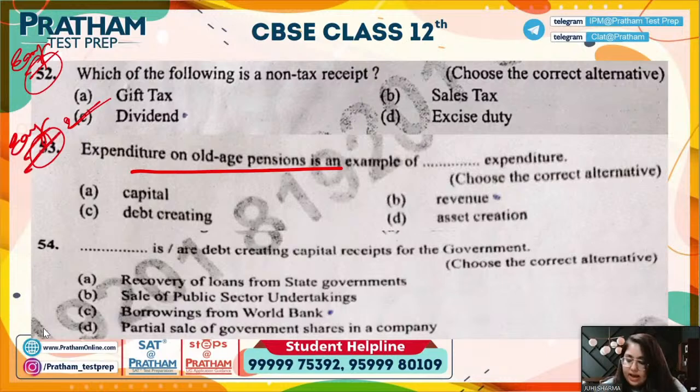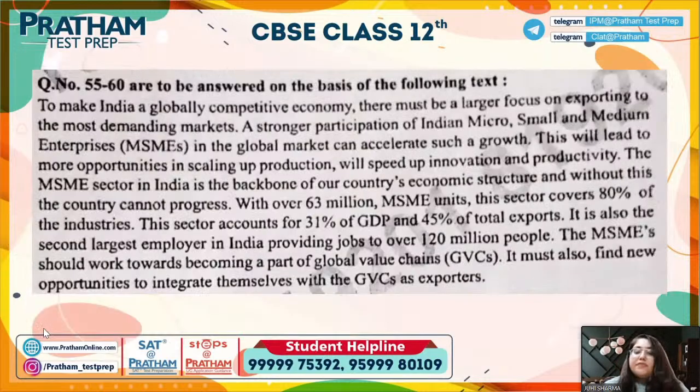Question number 54, we have dash is or are debt creating capital receipts for the government. Now you need to know जो World Bank से जो borrowings ली जाती हैं वो आपके debt creating capital receipts होते हैं of the government. Moderate level का question है आपका, right? Question number 54, option C is the right answer over here. Now question number 55 to 60, these are based on again passage आपको given, and if you see MSME से related passage given, and one pro tip which I gave you actually was कि आप instead of reading the passage and wasting the time, you could have directly jumped on to the questions.